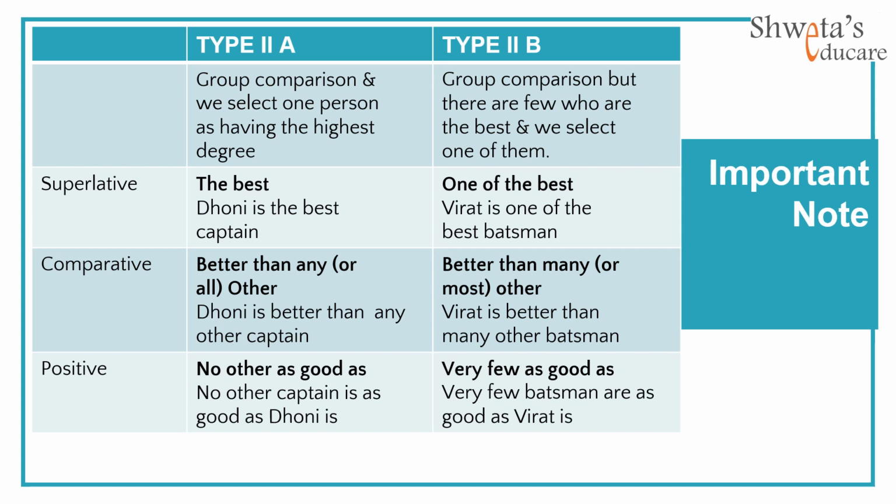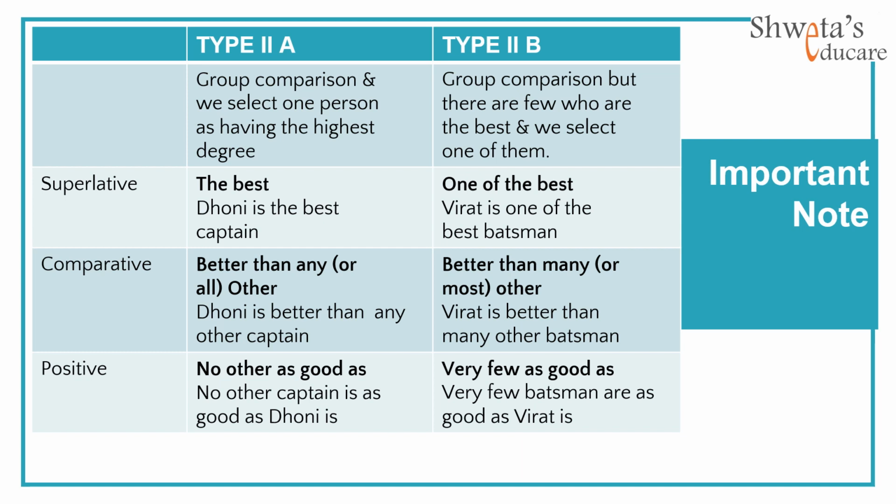Comparison is in a group, but there are few who are the best and we select one of them. So let's take the Indian team once again. The example, we have many good players, good batsmen like we can say Virat Kohli, Ajinkya Rahane, even Rohit Sharma. But if we want to select one of the best, we definitely will select Virat Kohli. So in superlative, Virat is one of the best batsmen.